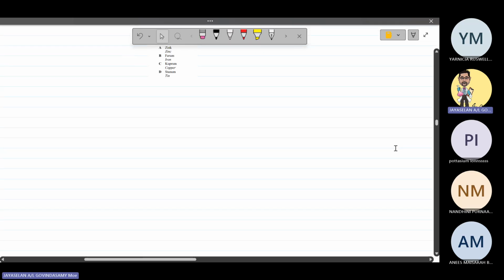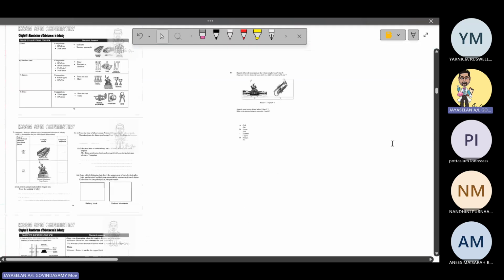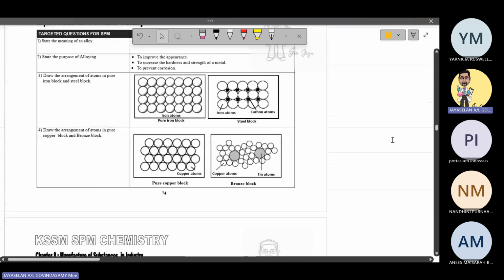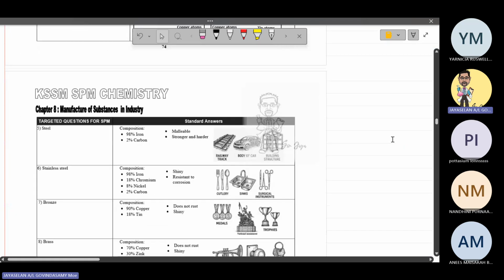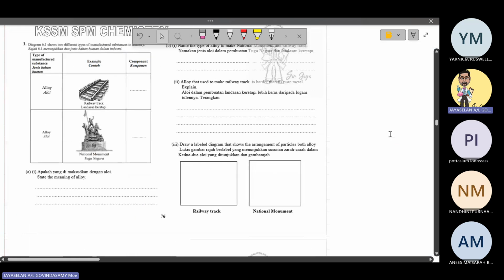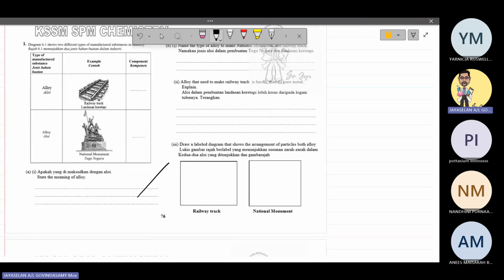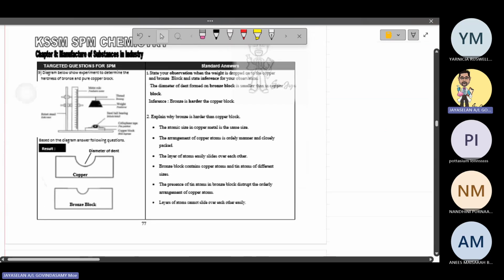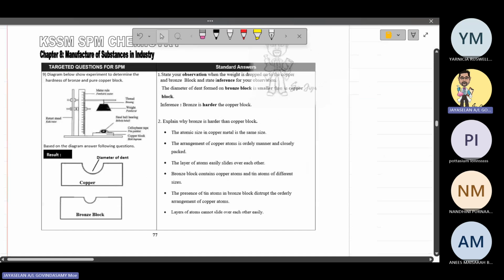You need to draw the labelled diagram. If you see the book, alloy is here. So for the alloy, this question you must do. I will do it later. Where is the experiment? This one. What is the reason the alloy is like this?